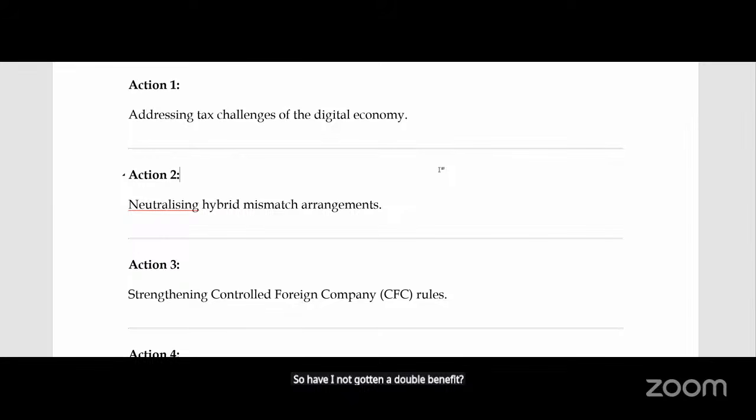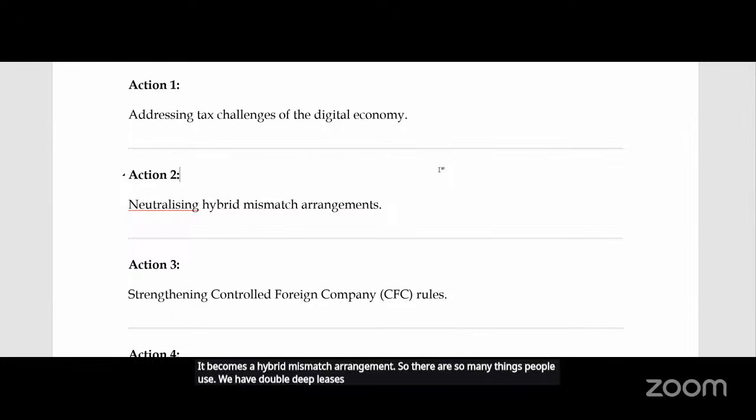You have. Yes. So this is what we call a hybrid mismatch arrangement. Some countries don't accept interest, so if you bring it, they'll treat it as dividend, which will be taxed lower. So it becomes a hybrid mismatch arrangement. There are so many things people use. We have double dip leases. International tax planning itself is a course on its own, beyond the scope of CIT, where you get to actually understand it.